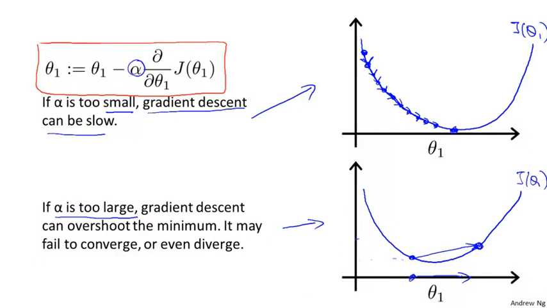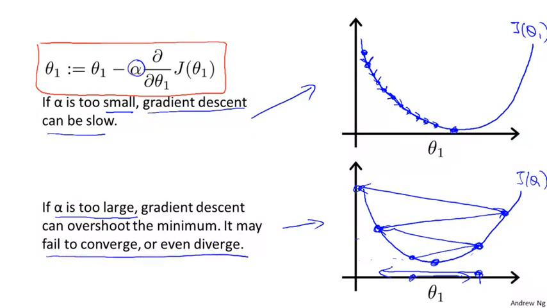Now my derivative points to the left. It says I should decrease theta. But if my learning rate is too big, I may take a huge step going from here all the way out there. So I end up going out there, right? And if my learning rate is too big, I can take another huge step on the next iteration and kind of overshoot and so on until you notice I'm actually getting further and further away from the minimum. And so if alpha is too large, it can fail to converge or even diverge.